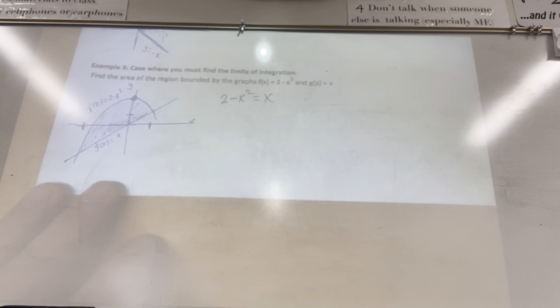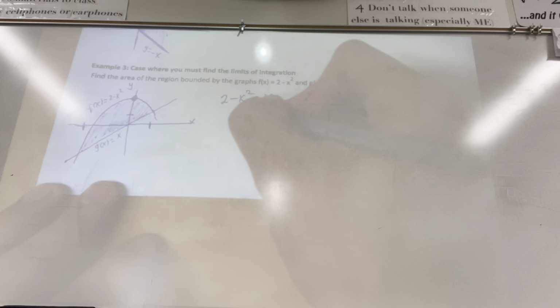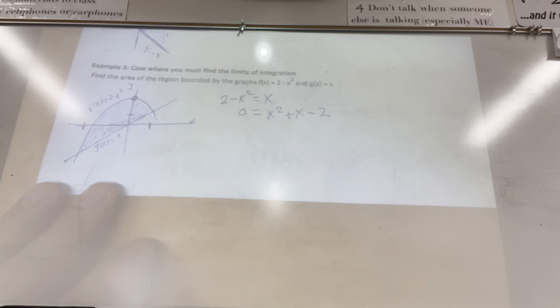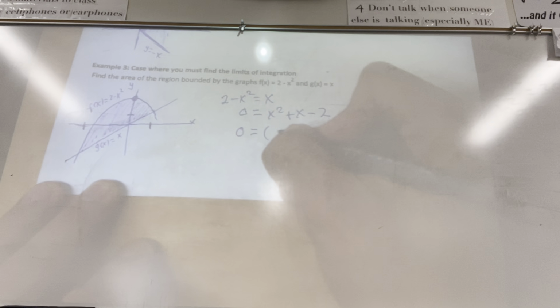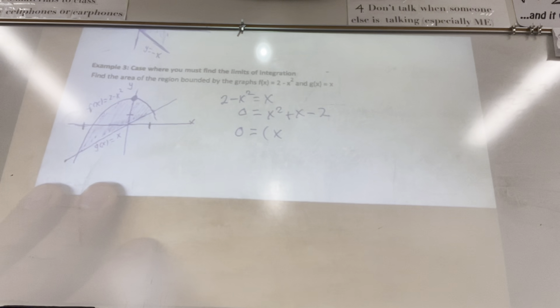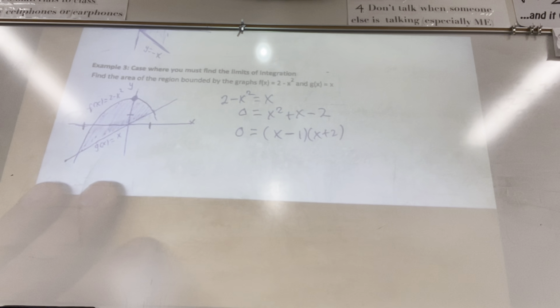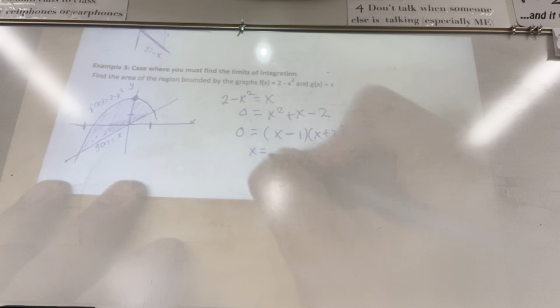It's a quadratic. Okay, I can handle quadratics. Set it equal to 0. Bring that to the other side. I get x squared plus x minus 2. Look at that. It even factors. Mr. Lara, it even factors. What does it factor to? X minus 1 and x plus 2, which then gives me 2 answers, x equals 1, x equals negative 2.